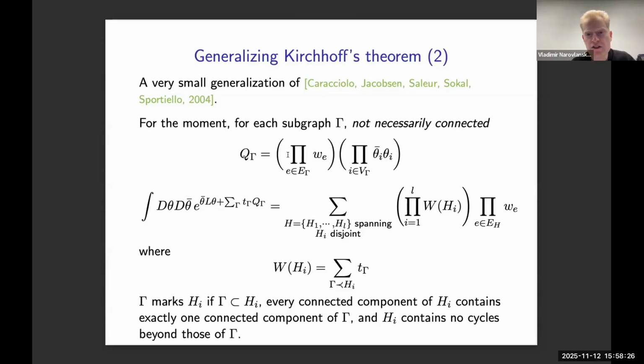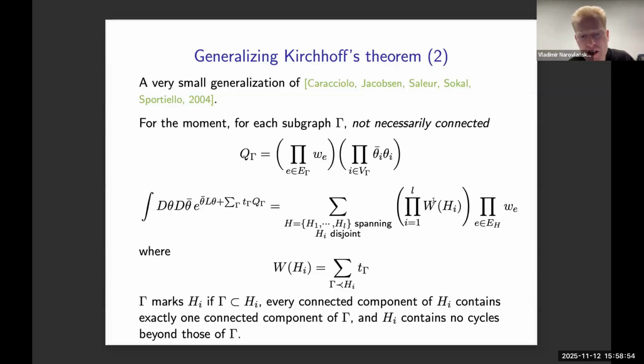What is it given by? It is given by a generalization of what we just saw. It's going to be a sum over all spanning subgraphs composed of a particular number of disjoint elements, HI. So the HI are disjoint, but not necessarily connected. They are given the weights of the edges, and now we also need to give a weight for every HI.